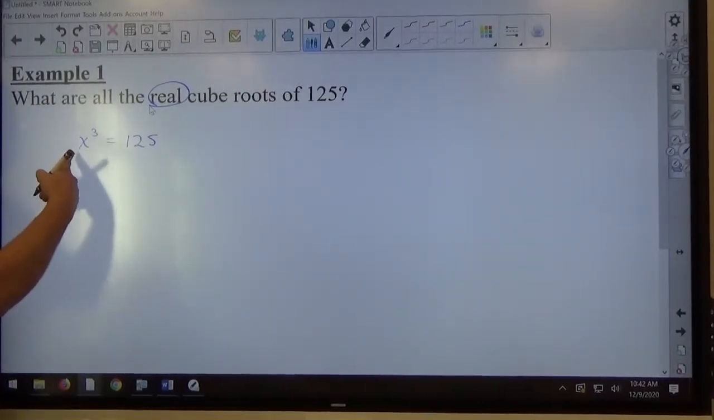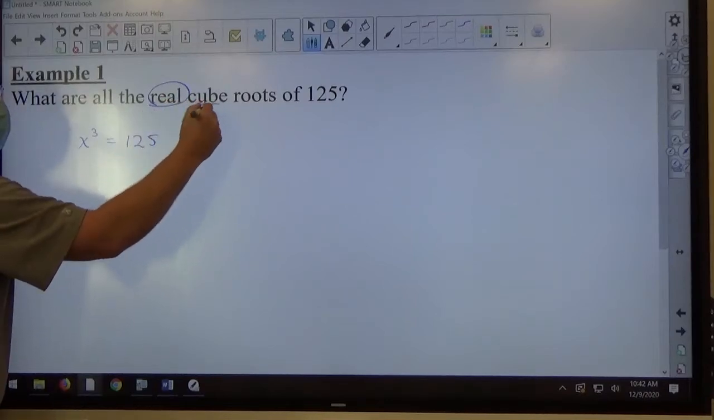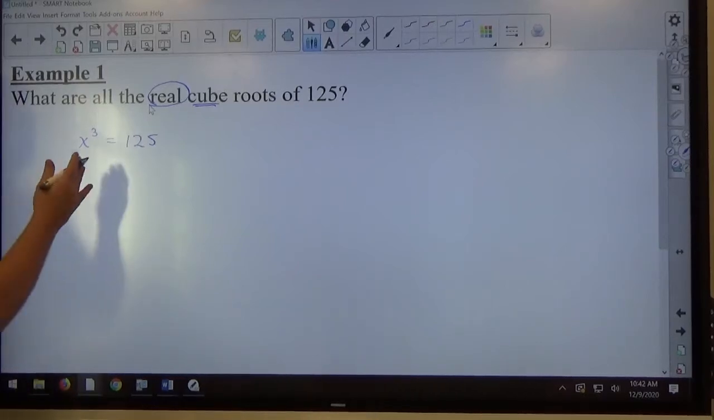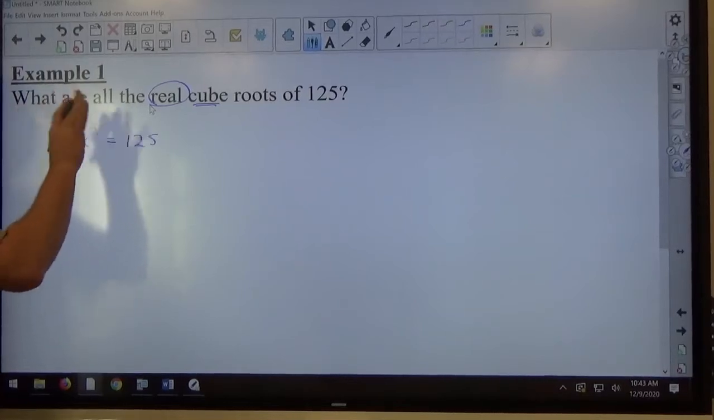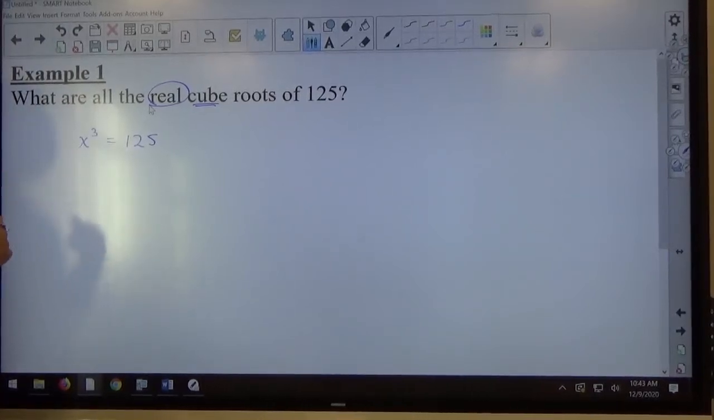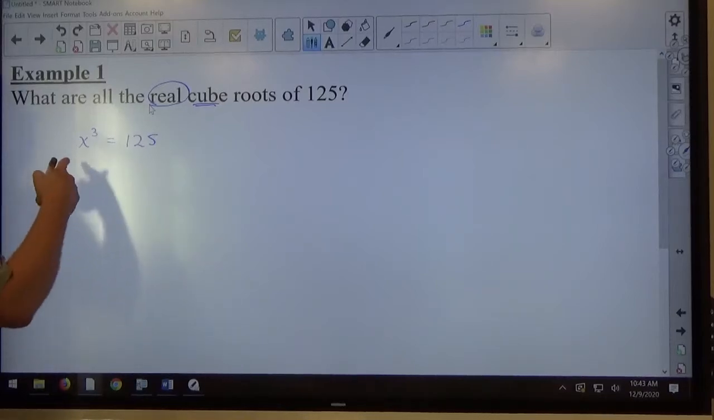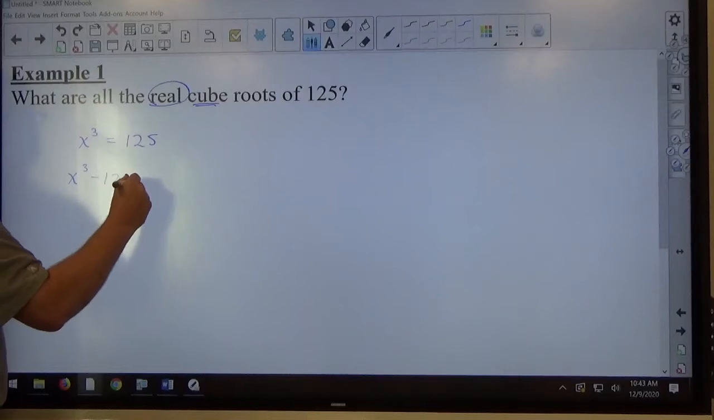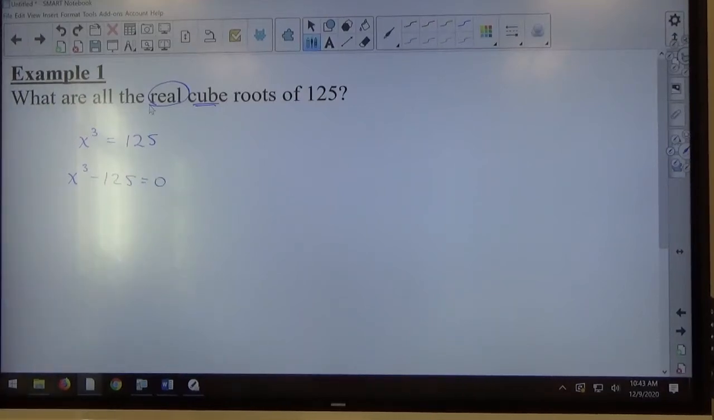I want x to the 3rd power because it says cube roots, so I want x cubed equals 125. And I want to write it in that manner because, again, it says real cube roots. Again, it could be imaginary roots. I want to verify what I'm finding are only real roots. So then if I get this to equal 0, x cubed minus 125 equals 0, I get myself to a difference of cubes structure.